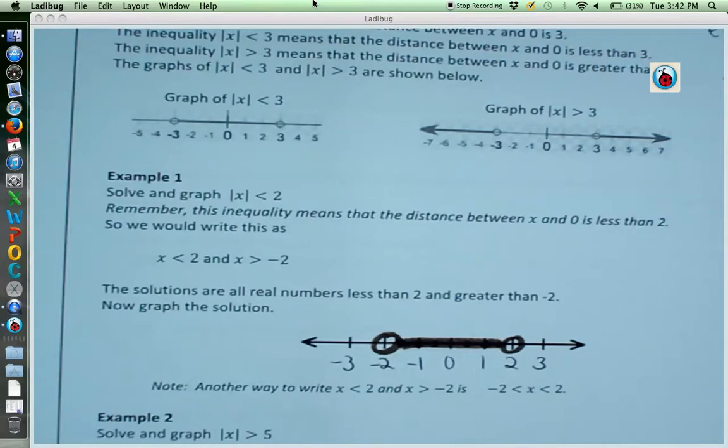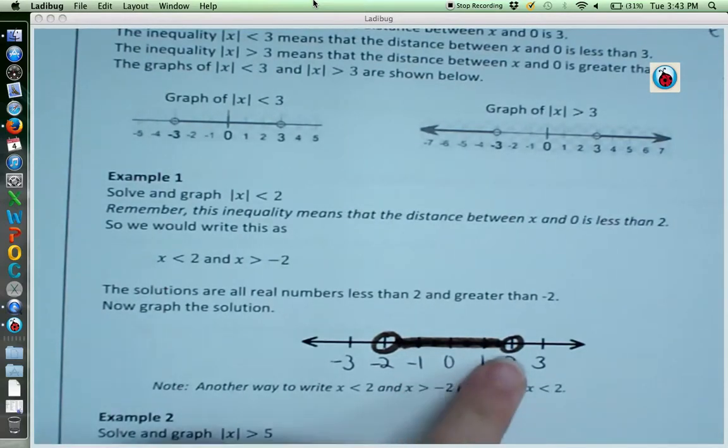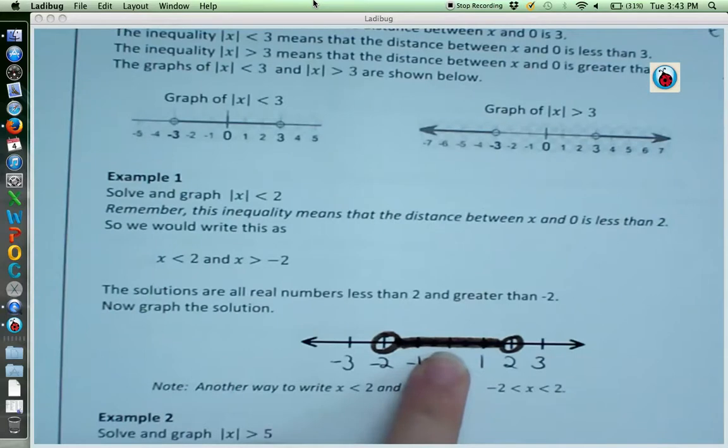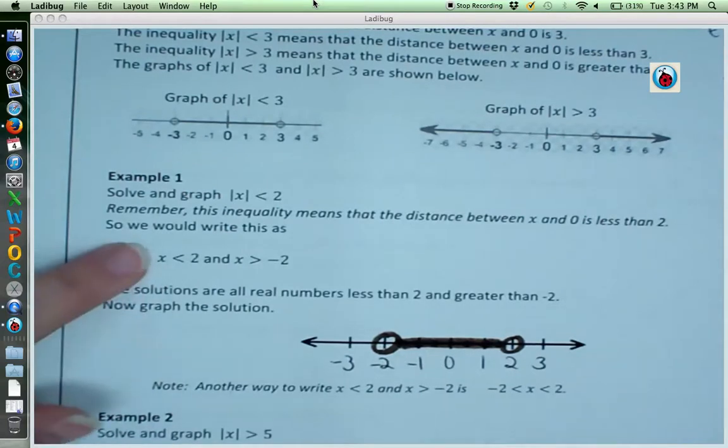Remember from the last lesson that this is called a compound inequality. There are two different inequalities that are going into effect here. x could be less than 2, and x is also at the same time greater than -2. It's between those two numbers. So here's our actual solution. I could write this as x is less than 2 and x is greater than -2.